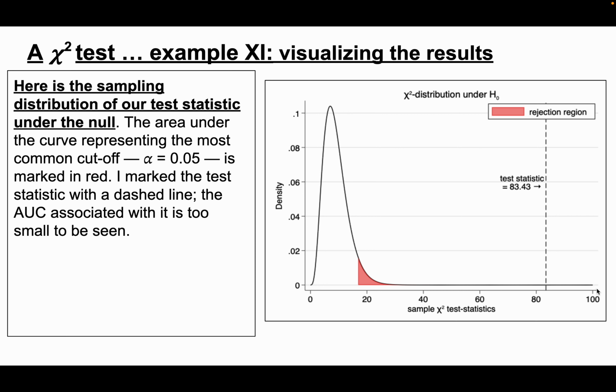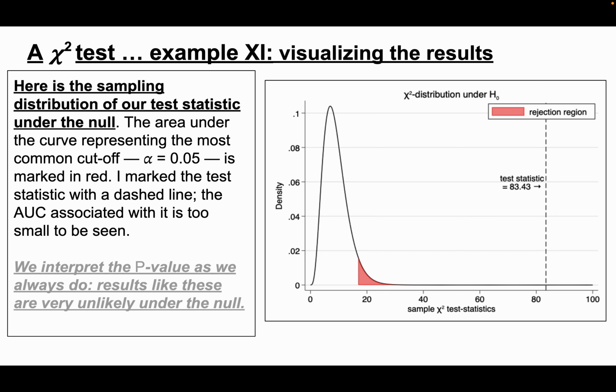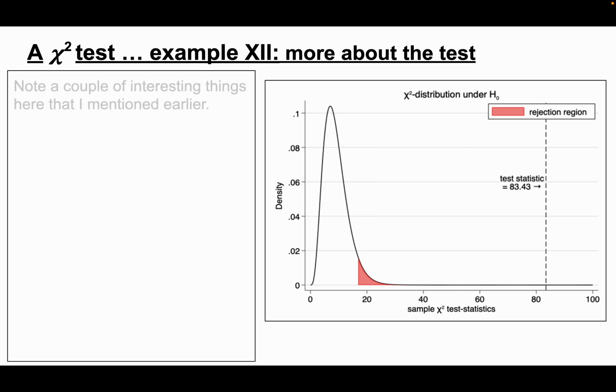Obviously, it's extremely small, so we reject the null here because our p-value is much smaller than the cutoff. And really here, the choice of a cutoff doesn't matter because we have a p-value that effectively rounds to 0. So note a couple of interesting things that I mentioned earlier.